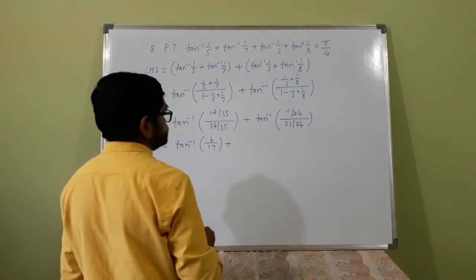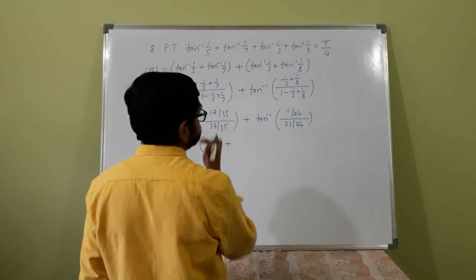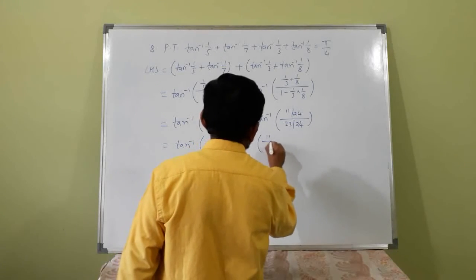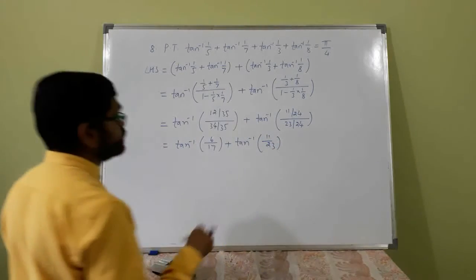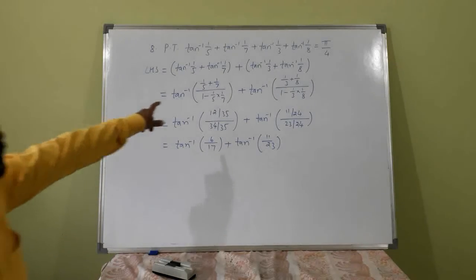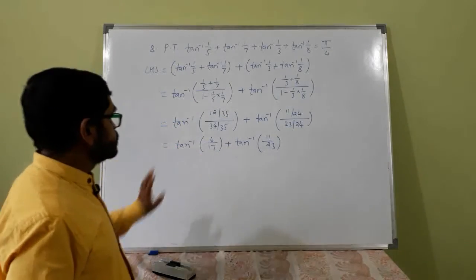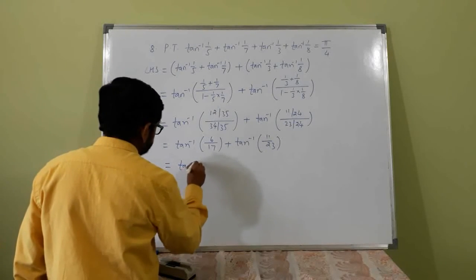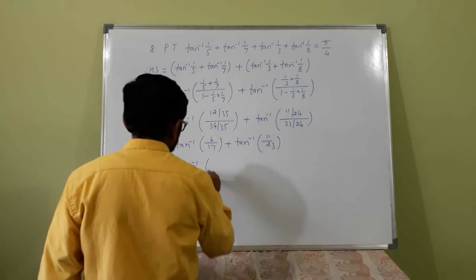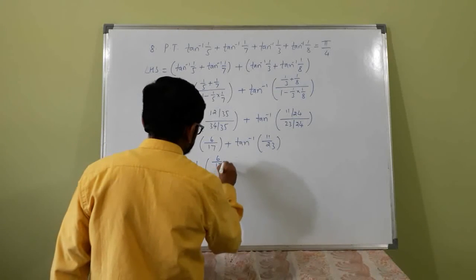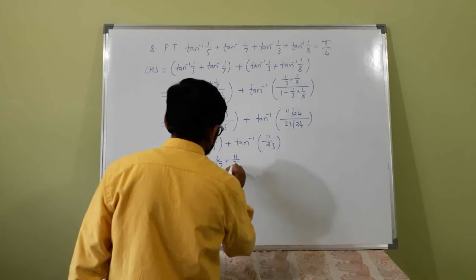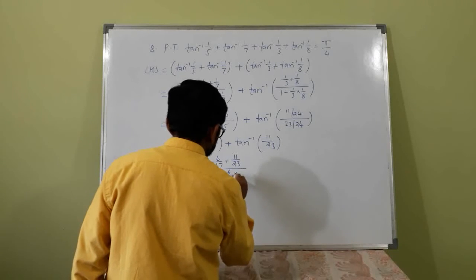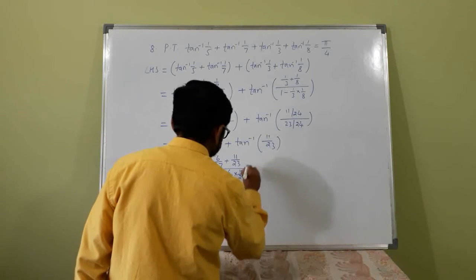plus tan inverse of 11 by 23. Again you have to apply the same formula, because now there are two terms. Tan inverse of x plus tan inverse of y is the same as 6 by 17 plus 11 by 23 whole divided by 1 minus 6 by 17 into 11 by 23.